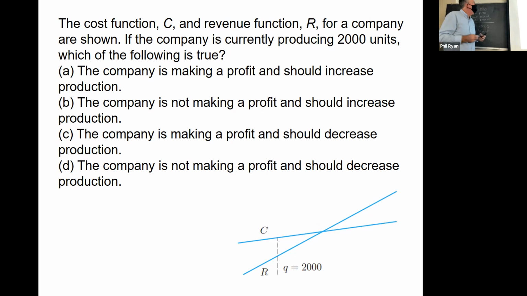Matt, you're up next. So here is a situation, and now we're at this point. So which of those 4 things is true? We're not making profits, but the break-even point's like right there, so B. B, yeah. It's not making a profit, and they should increase production. That is true.